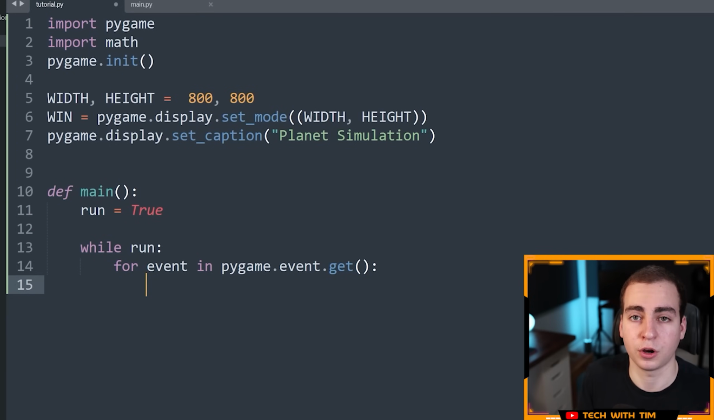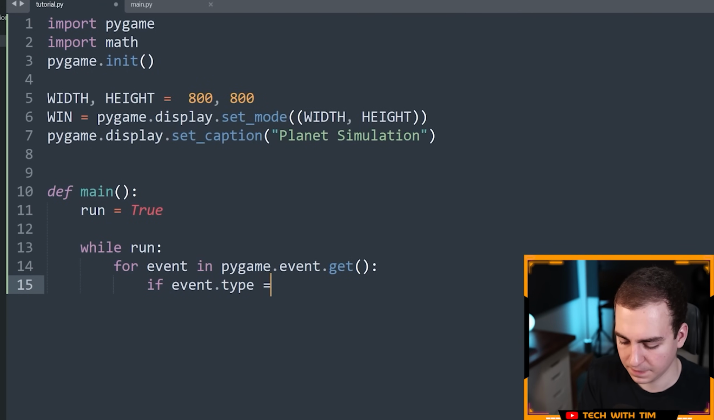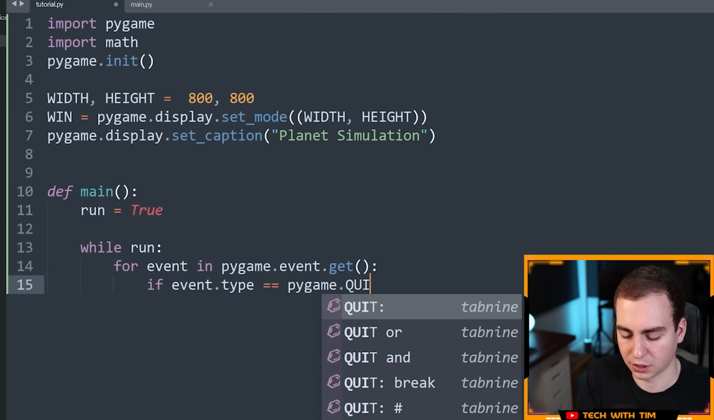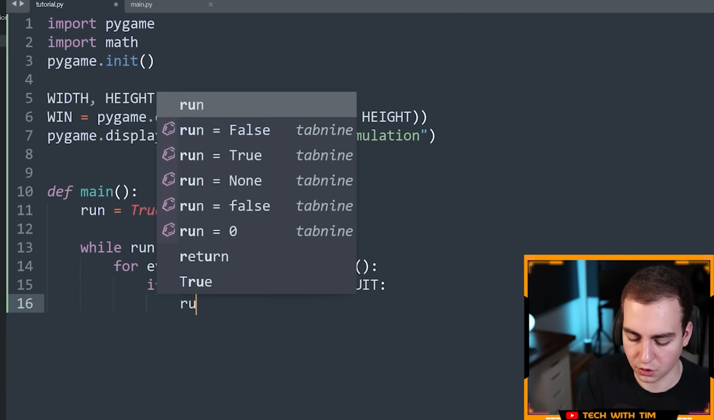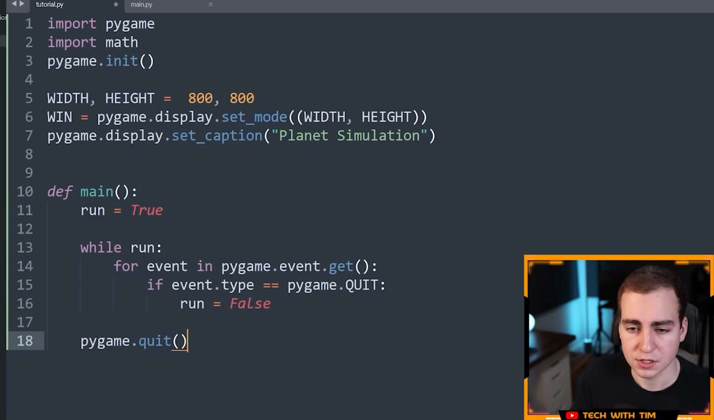Now when you're coding a more complex game, you're going to handle those different events. However, the only event that we want to handle is when the user presses the X button to close the window. Now that event is the following. We're going to say if event.type is equal to pygame.QUIT in all capitals, then all we're going to do is say run is equal to False. And then outside of our while loop, we're going to say pygame.quit(). So this is literally all we need for the event loop, at least for right now.